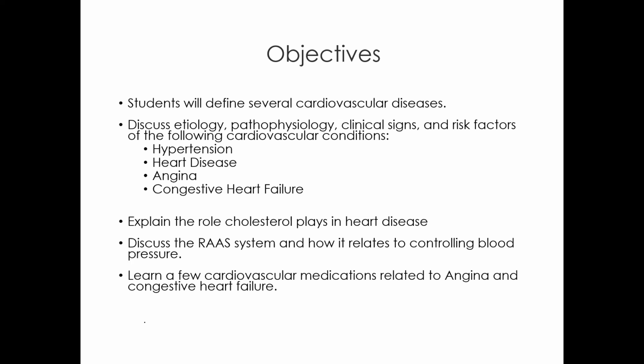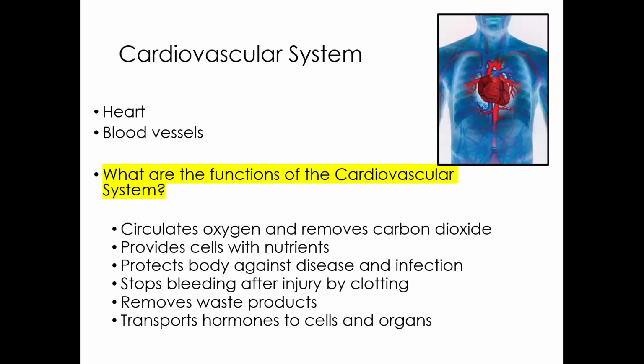So the cardiovascular system is basically made up of the heart and the blood vessels, and the function of the cardiovascular system is to circulate oxygen and remove carbon dioxide from the system, provide cells with nutrients, protect the body against disease and infection with our immune system, our white blood cells, stop bleeding after injury by clotting. So we have clotting factors, and then remove waste products out of the blood, kind of transport waste out of the body, transport hormones to cells and organs, transport drugs to cells and organs. So it does many, many important things.